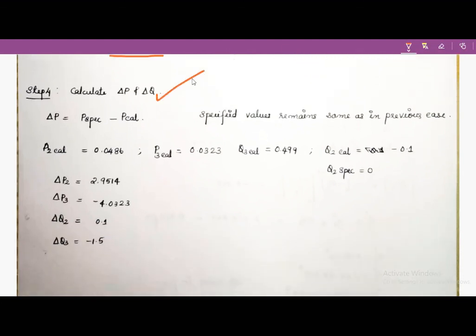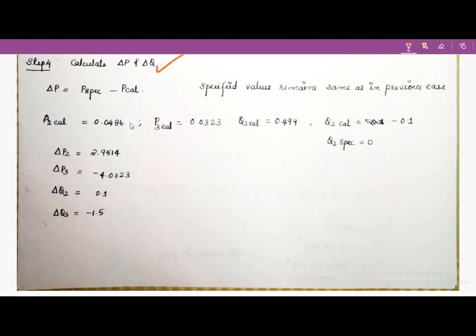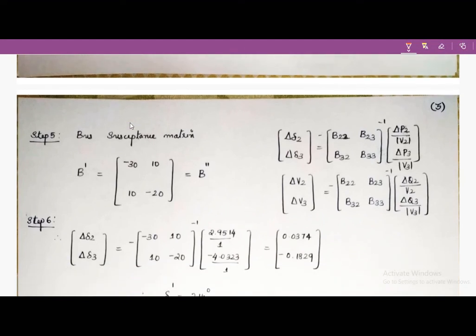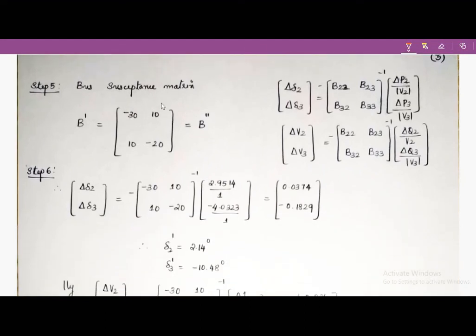Calculate delta P and delta Q. How will we be calculating delta P? Delta P is P specified minus P calculated. P specified values remain the same, isn't it? Specified values don't change. Then P calculated. In that fashion we have calculated all this and the bus susceptance matrix.